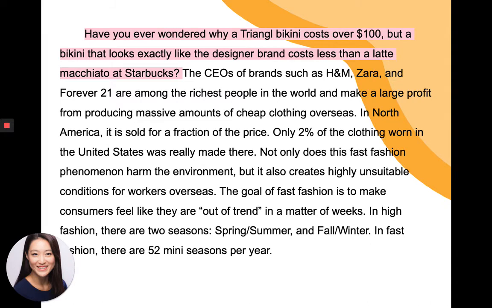So they have a catchy opening here. If you're not sure what a triangle bikini is, you can Google it now. I had to do the same thing. I had to Google it. Their opening is indeed interesting because it definitely encourages the reader to think about the wide price range in the fashion industry. But by looking at this opening statement and their rhetorical question alone, I'm not quite sure what the topic is going to be about. The writer also assumes that the reader will know what a triangle bikini is, and not everyone does, so some context there would be much appreciated.